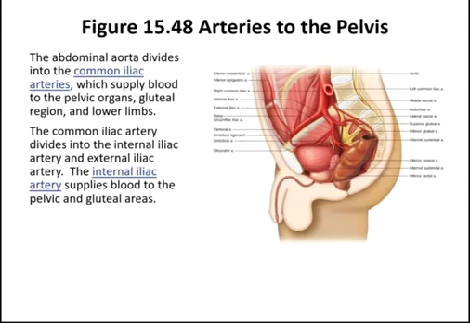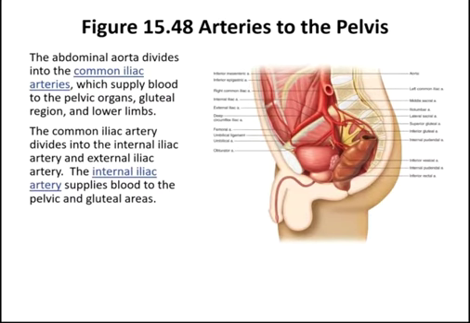Finally, when we get to the bottom of the abdominal aorta, we're going to divide it into the common iliac arteries, which are going to supply blood to our lower limbs and our pelvic region, our glute region, our butt.